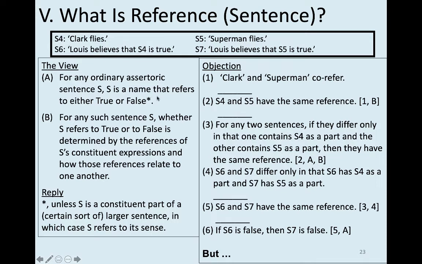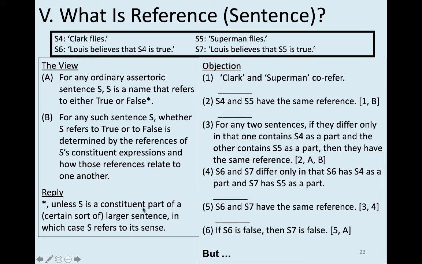Well, Frege says, let's add a sort of addendum to A here and say, yes, S is a name that refers to true or false. And then we can say, unless S is a constituent part of a certain sort of larger sentence, in which case S doesn't refer to true or false, it refers to its sense. So Clark flies refers to true or false, but when you embed Clark flies in this bigger sentence, then Clark flies will refer to its sense. Same thing with Superman flies. It refers to true or false when it's by itself, but when you embed it in this bigger sentence, it refers to its sense.